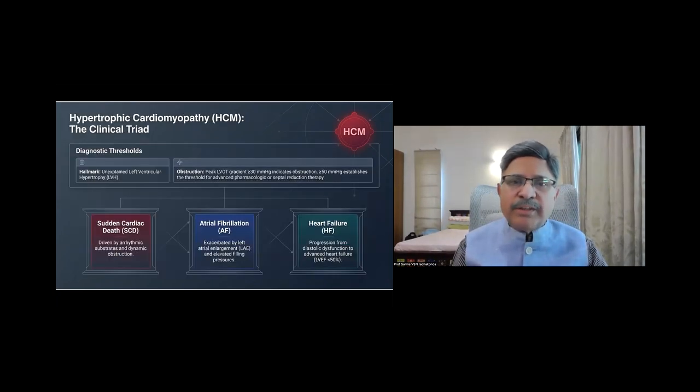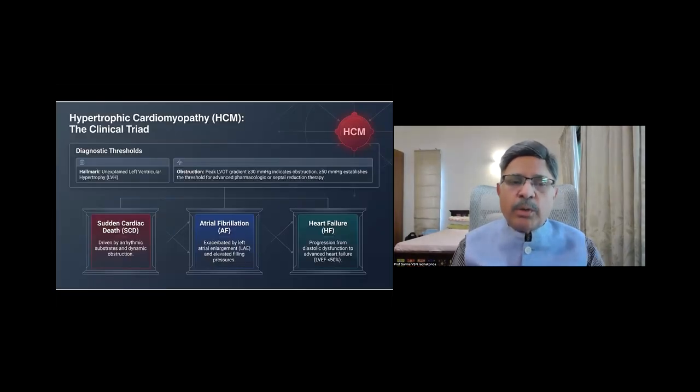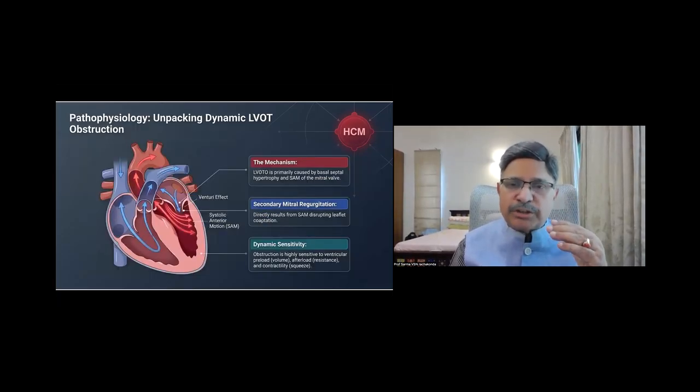So, summarizing the HCM: the first one, I told you, sudden cardiac death, atrial fibrillation, heart failure should be remembered. Unexplained left ventricular hypertrophy should not be ignored. Obstruction with a peak flow gradient of more than 30 millimeters is already obstruction; more than 50 is severe obstruction, needing pharmacological treatment and septal resection.